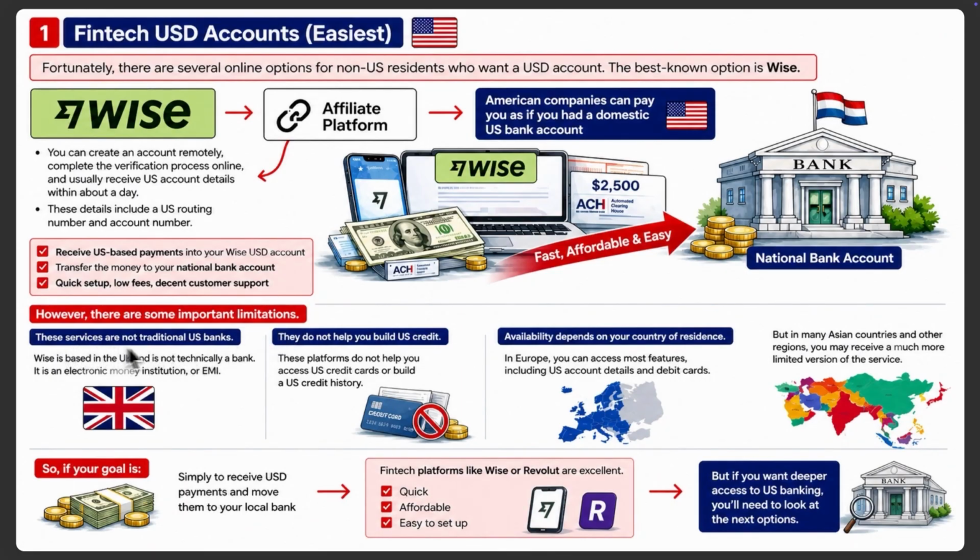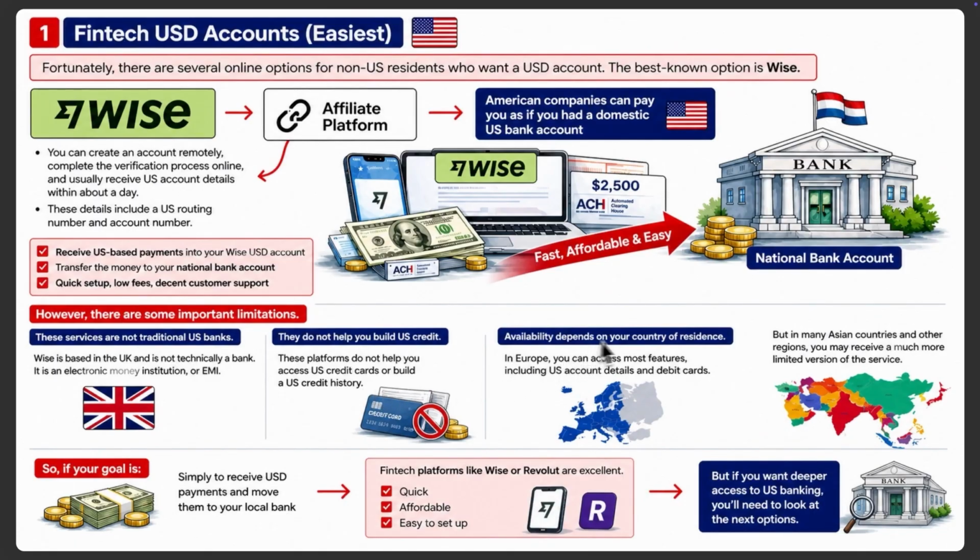First, these services are not traditional US banks. Wise, for example, is based in the UK and is not technically a bank. It is an electronic money institution, or EMI. This means it works differently from a normal bank, and there can be a higher risk of accounts being frozen or closed unexpectedly. Second, because these platforms are not real US banks, they do not help you access US credit cards or build a US credit history.